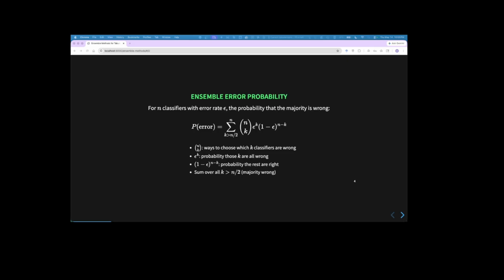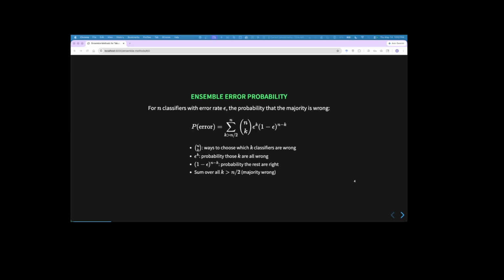Let's make this mathematical. Suppose we have n classifiers, each with error rate epsilon, that's the probability of being wrong. For a majority vote to fail, more than half the classifiers must be wrong simultaneously. This formula uses the binomial distribution to calculate that probability. So epsilon to the power of k is the probability they're all wrong, and we sum over every k greater than half of n. The cases where the majority fails.